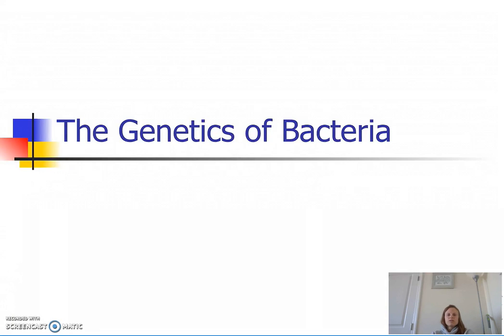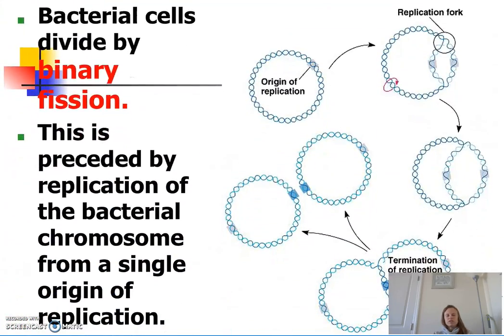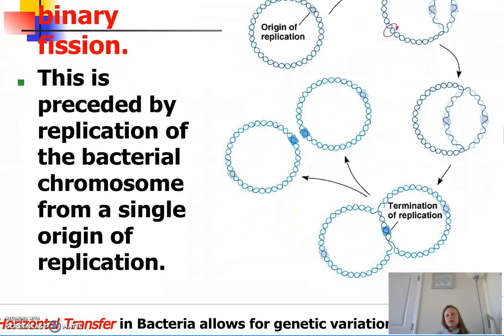In this video, we're going to explore the genetics of bacteria. So bacteria cells divide by binary fission. They replicate by binary fission. They don't do mitosis. They don't have spindle fibers. They have a single origin of replication in which replication occurs in both directions, forming two replication forks. But essentially what bacteria are doing is creating clones of themselves.